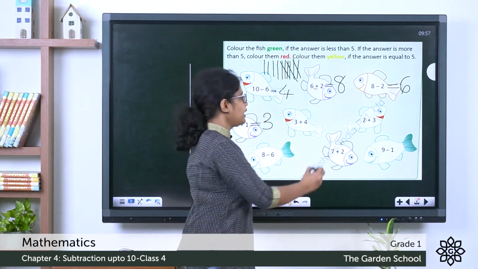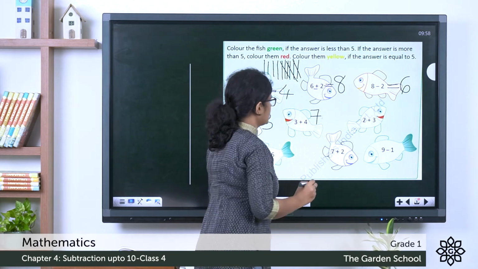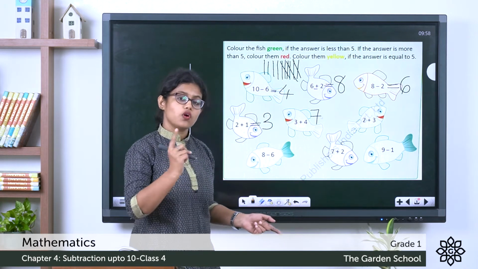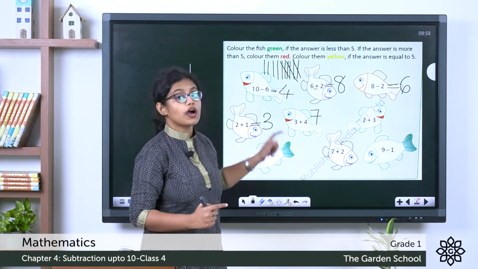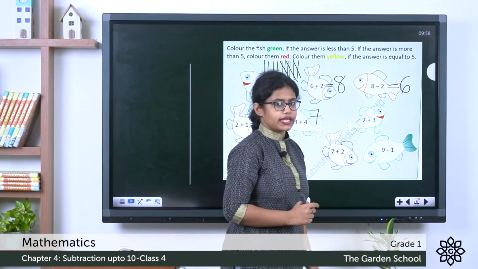3 plus 4 equals 7. So is 7 more than 5 or less than 5? It is more than 5. So you have to color it red. Coming to the next one.